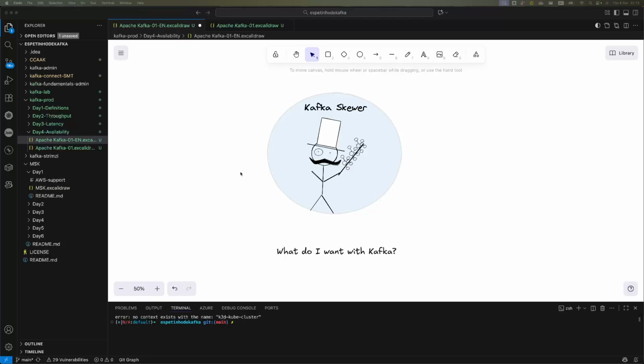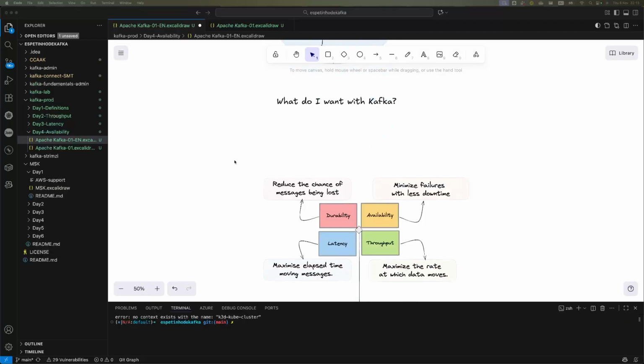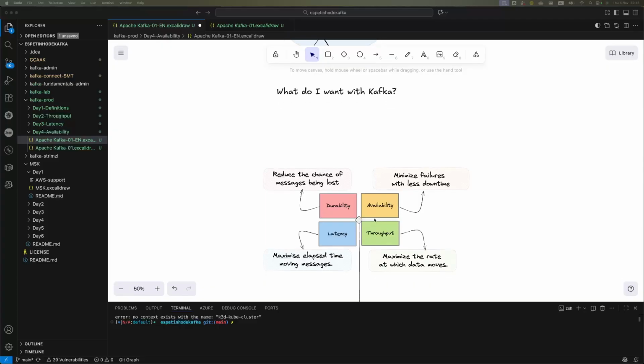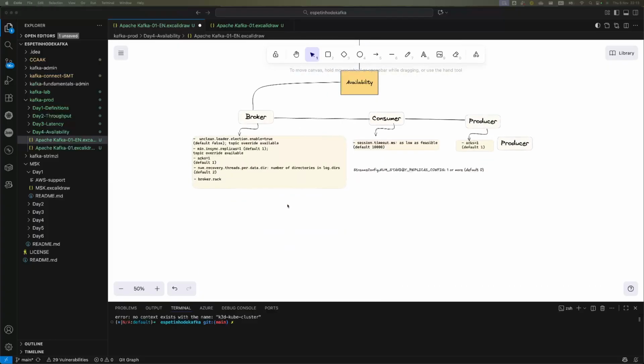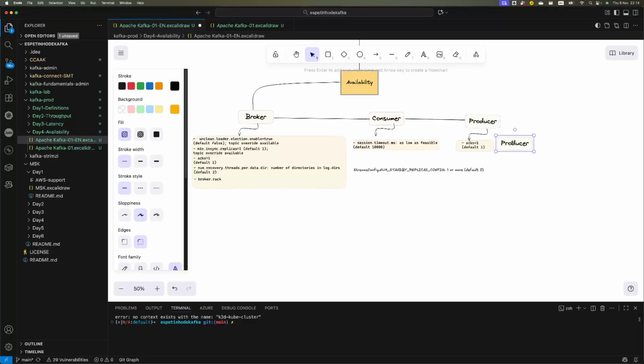What do I want with Kafka, right? Remember that we talked about throughput, latency, and now we will talk about availability. Okay, so let's understand a little bit how I can have high availability for Kafka. We need to understand some basic concepts and configuration on the Kafka side.